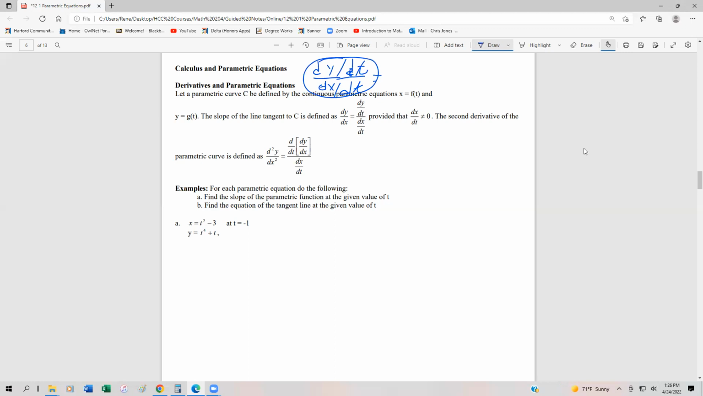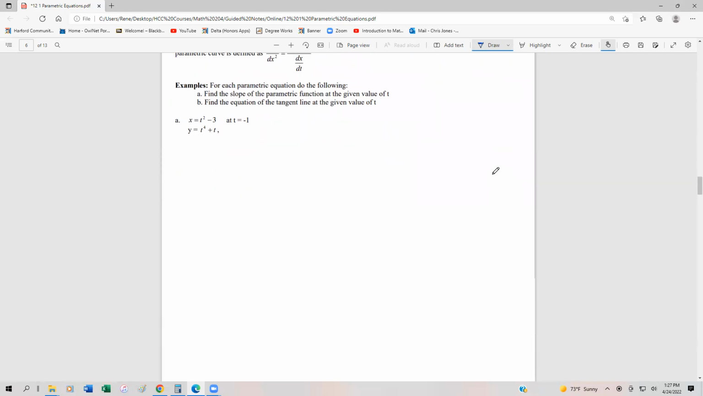So you just take the derivative of y with respect to t, and then divide that by the derivative of x with respect to t. And we know that that gives us the instantaneous slope at a given point, the rate of change. We can also do tangent line problems, optimization. So all kinds of stuff now we can do with parametrics. So let's take a look at an example of being able to find a slope and a tangent line.